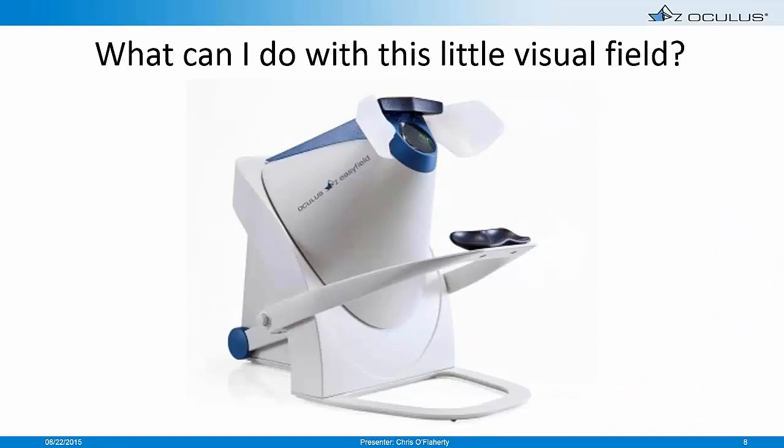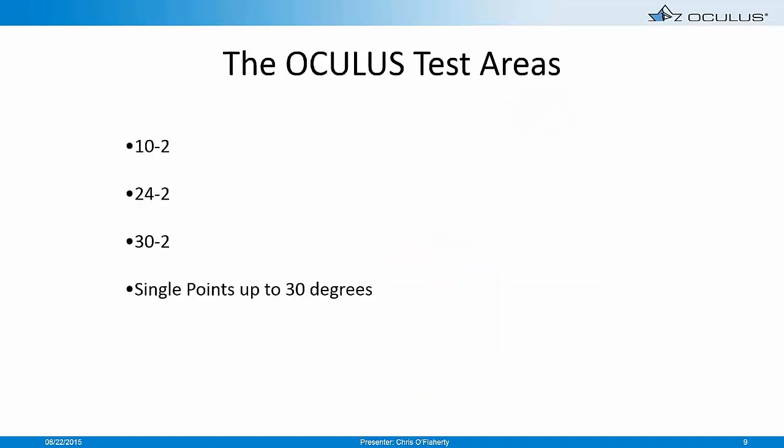So what can we do with this visual field? Well, I can tell you that you can certainly do more than screening. It's a common misconception. Let's start by taking a look at the different test patterns that you can do with the Easyfield. We have a 10-2 pattern for central vision testing. We have a 24-2 primarily used for general screening. And then we have a 30-2 test pattern usually used when doing threshold testing.